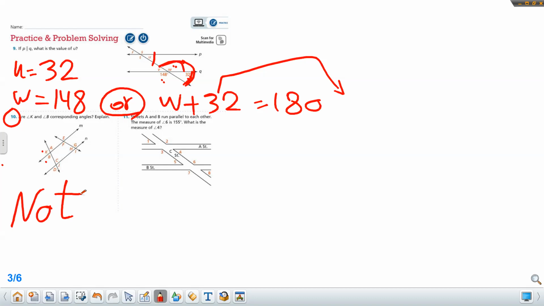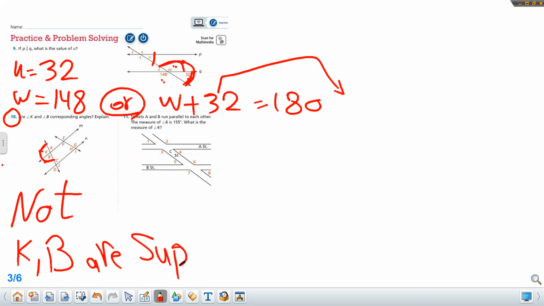But K and B are what? Look, guys, look, girls. K and B are supplementary angles, because they form a straight angle. The sum of them equals 180.